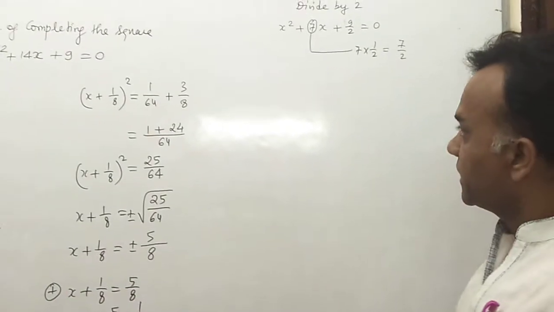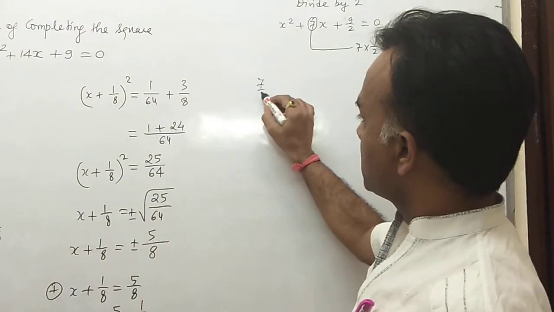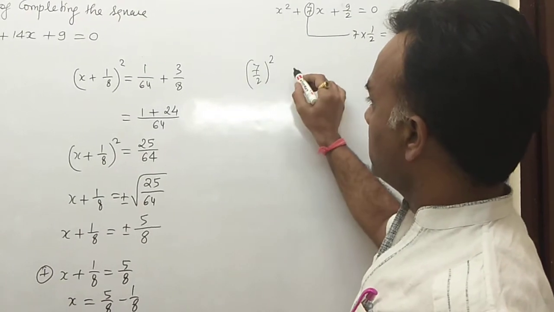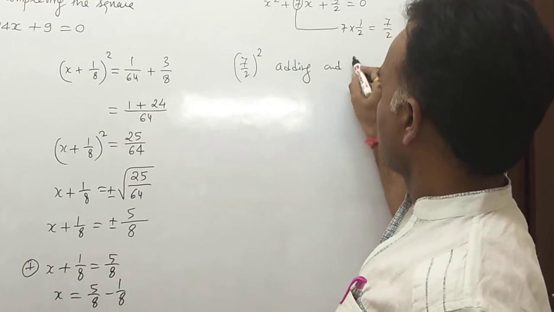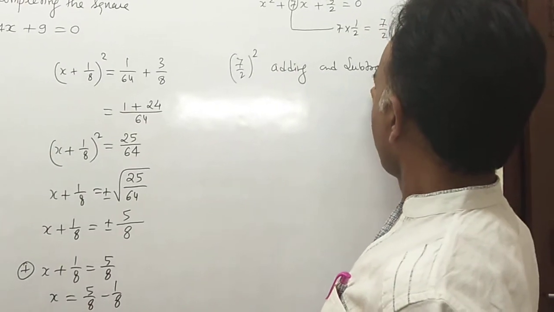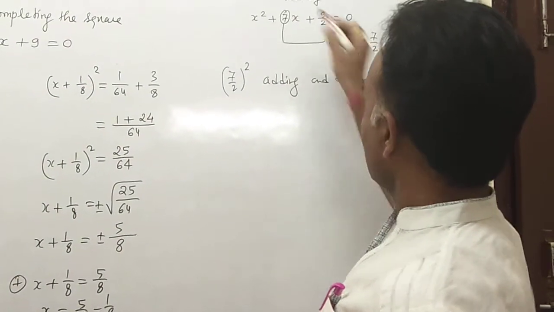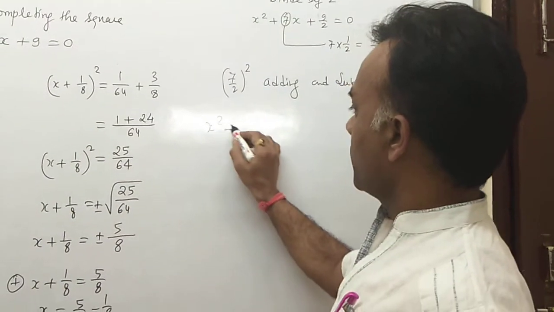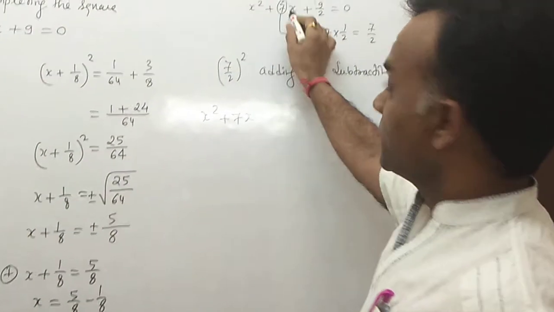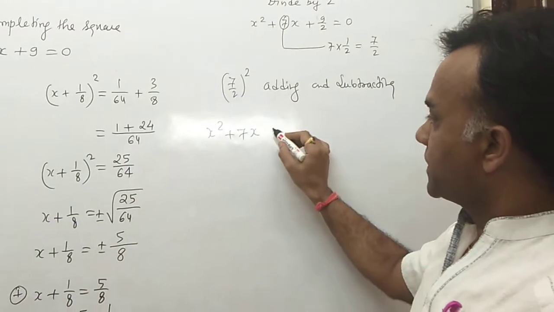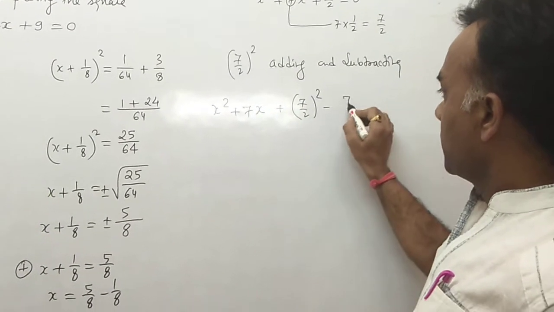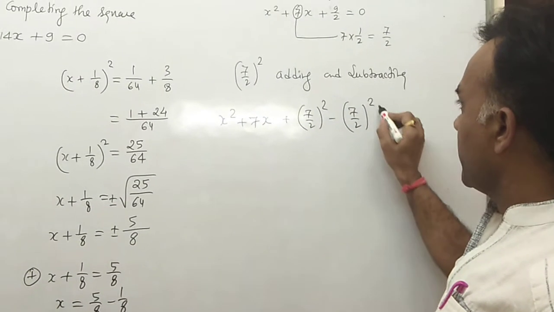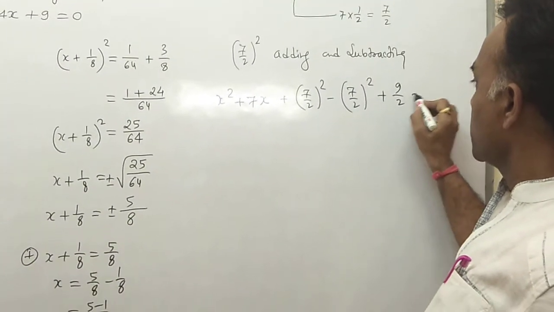Now you are taking the square of the resultant term, so 7 by 2 whole square, and adding and subtracting. Okay, in the given equation, now you have x square plus 7x. The first two terms you put as they are, then you write down 7 by 2 whole square with plus sign first, minus 7 by 2 whole square, plus 9 by 2 equal to 0.